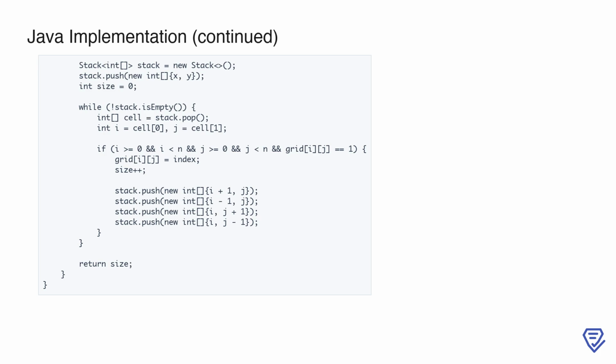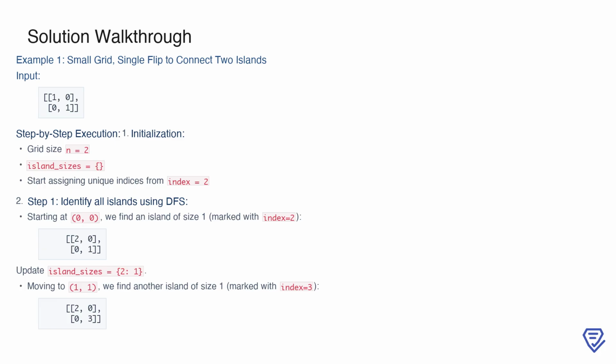If so, we mark it with the unique index, increment the size of the island, and push all 4 neighboring cells onto the stack to continue the exploration. This process repeats until all cells in the island are visited. Finally, the function returns the total size of the island, which is used to update the island sizes map in the main function. Here, we're working with a small 2x2 grid.